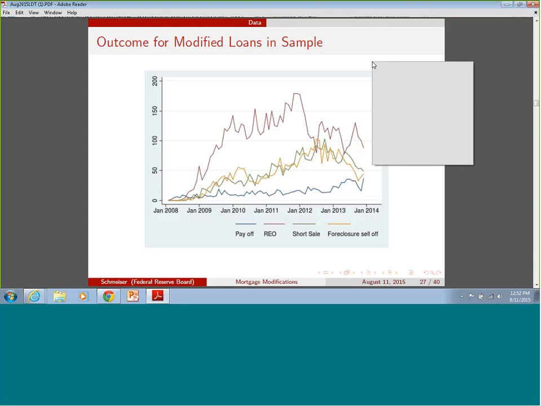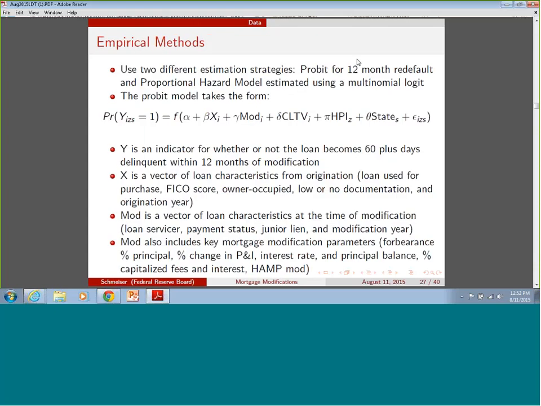All right, so in terms of the empirical methods, we're going to use two different strategies. First, just to give a basic analysis, we're going to estimate a probability model for the probability of being in default within 12 months. Then we're going to estimate a proportional hazard model that controls for the various states in which loans are in various periods.